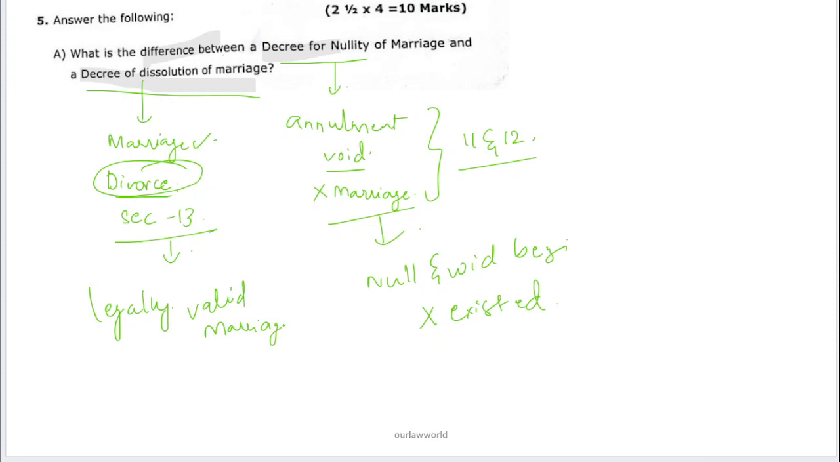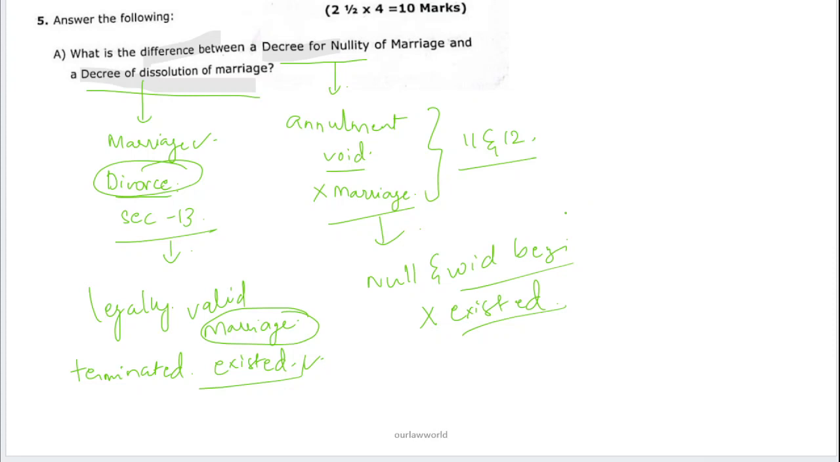One can apply for dissolution of marriage only when they are married and that marriage has taken place, which is considered as having existed. This marriage was once valid but now it is being terminated, which is nothing but divorce. But here, the decree passed by the court says that the marriage has never existed. So this is the main difference.